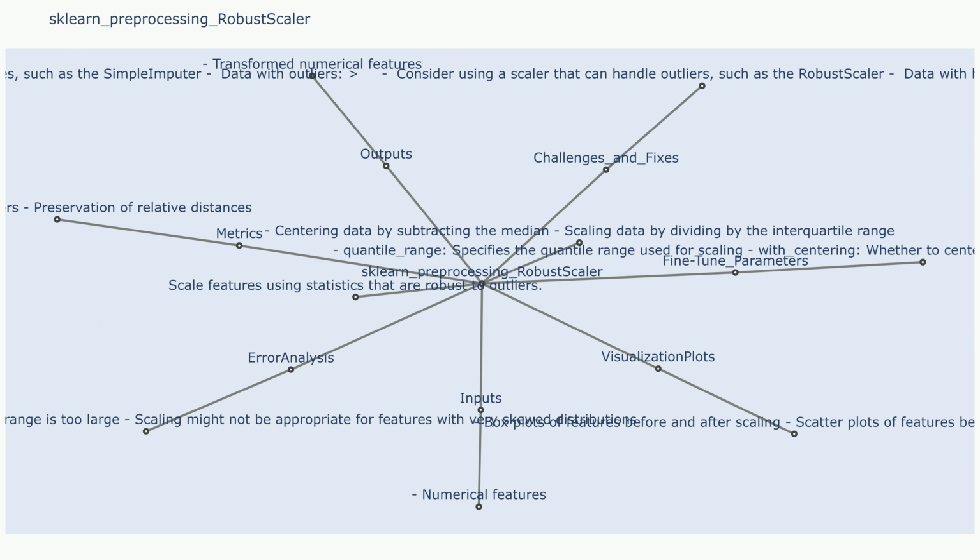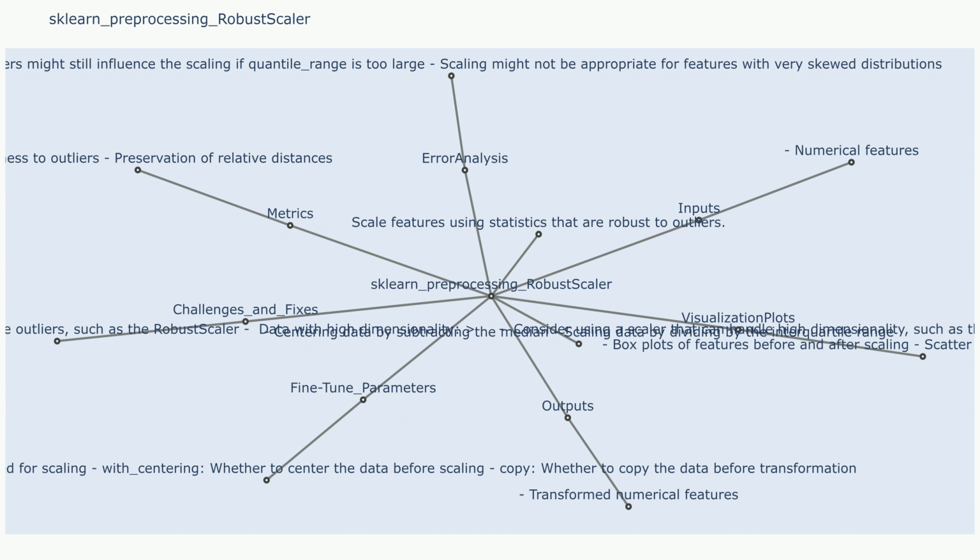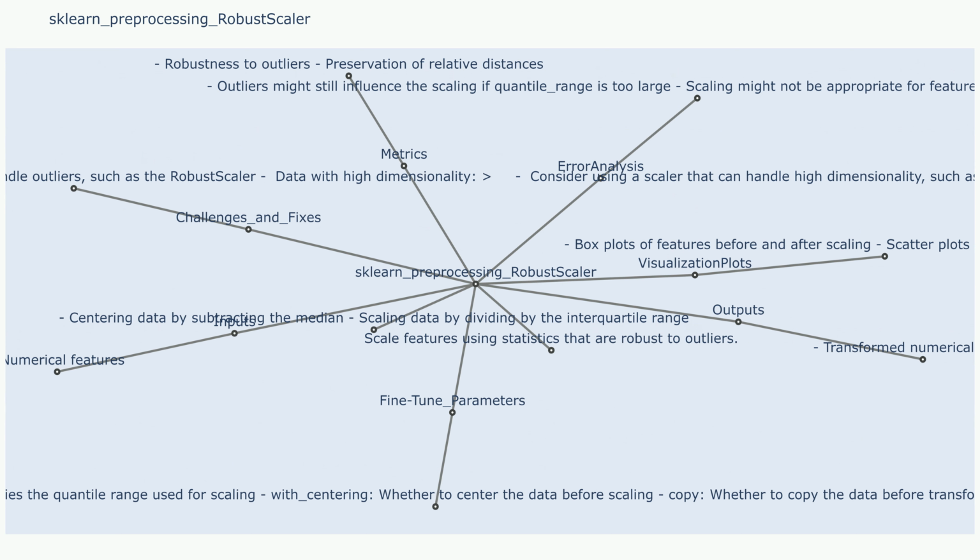Steps. Calculate the median of each feature. Calculate the interquartile range (IQR) of each feature. The IQR is the difference between the 75th percentile and the 25th percentile. Center the data by subtracting the median from each feature. Scale the data by dividing by the IQR. Metrics. IQR, interquartile range. Median: the central value of a sorted dataset.